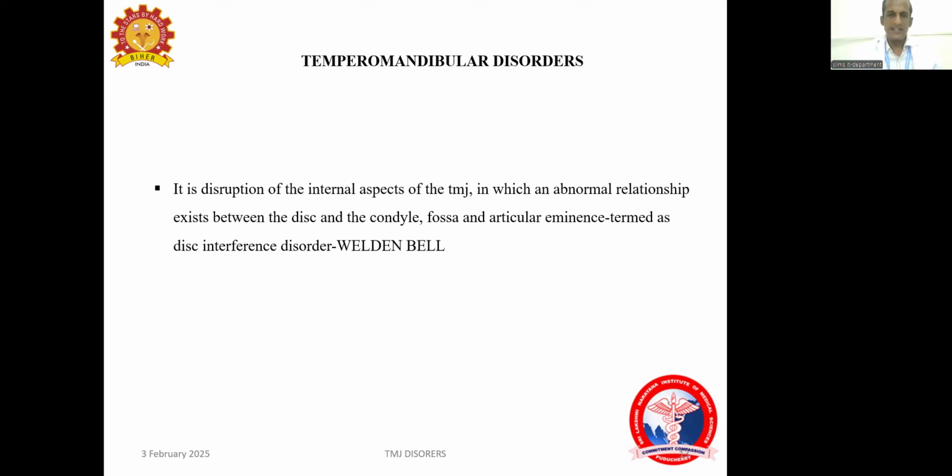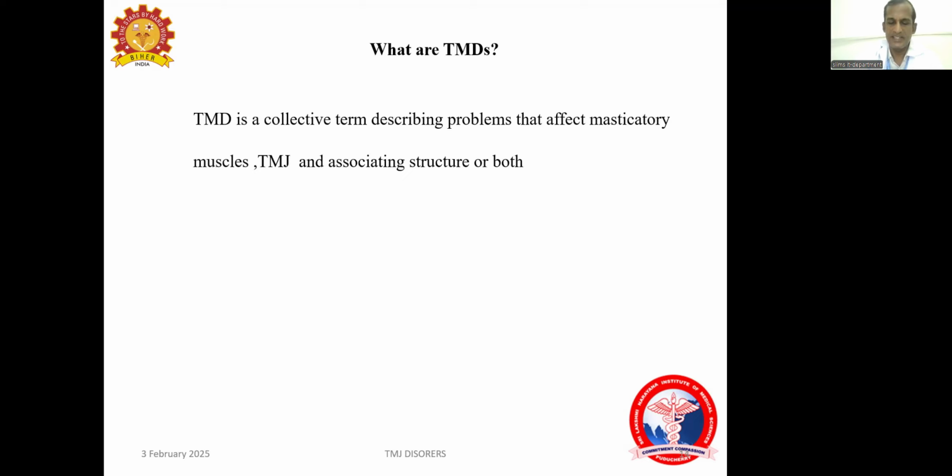It is the disruption or the defect in the internal aspects of the TMJ, in which there will be an abnormal relationship between the disc and the condyle, fossa and the articular eminence. This is termed as the temporomandibular disorders. It is a collective term.